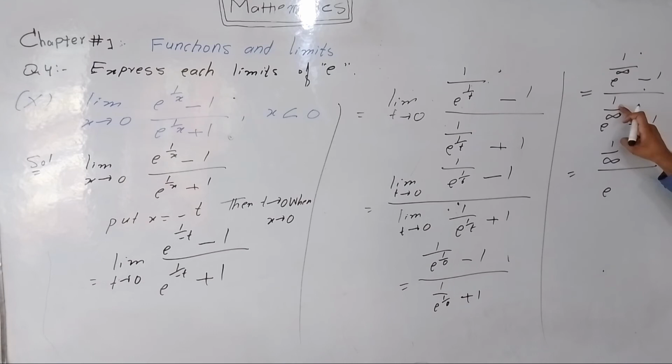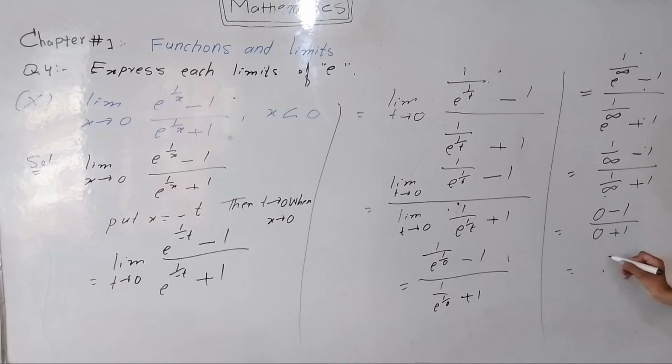so that is equal to e power 1 divide infinity, so 1 divide e power infinity is equal to infinity, plus 1 divide infinity is equal to 0, minus 1 divide infinity is equal to 0, plus 1 is equal to minus 1 divide 1 which is equal to minus 1, which is the required solution.